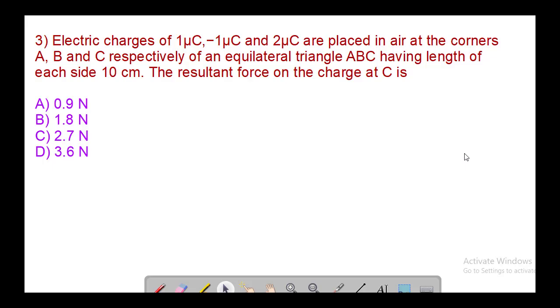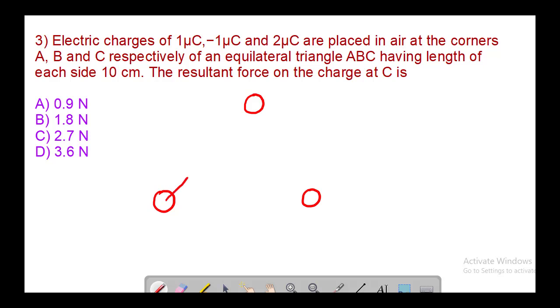Next is question number 3. Electric charges of 1 microcoulomb, minus 1 microcoulomb and 2 microcoulomb are placed in air at the corners A, B and C respectively of an equilateral triangle ABC having length of each side 10 centimeter. The resultant force on the charge C is, so we have 3 charges at the 3 corners of the equilateral triangle.